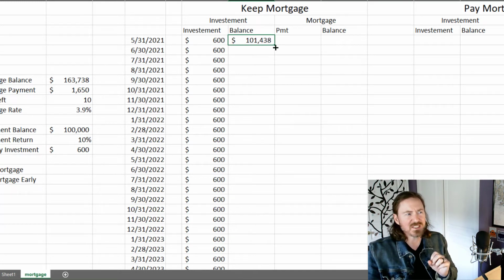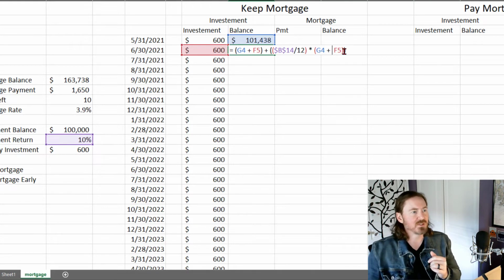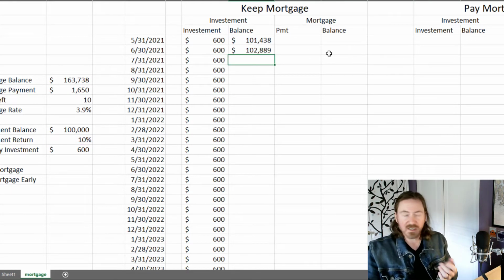Now, if I autofill this down once, it's not going to be quite right. We're going to have to fix a few things with the second formula, because the second formula is not going to be based off of the original balance. It's going to be based off of the previous balance. So I just need to click there. Now the F5, that's cool. That still works. B14 is absolute. That's still accurate. This B14, though, is going to be the previous cell, the previous balance. And then F5, that's still accurate. And we can see our money steadily increasing.